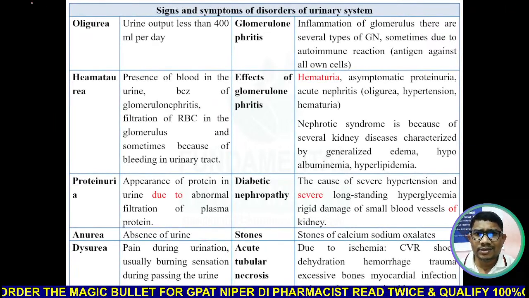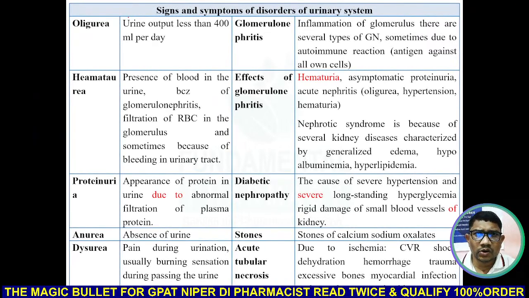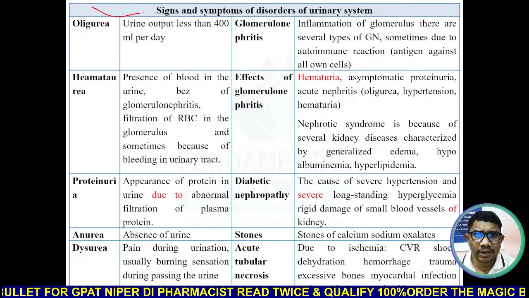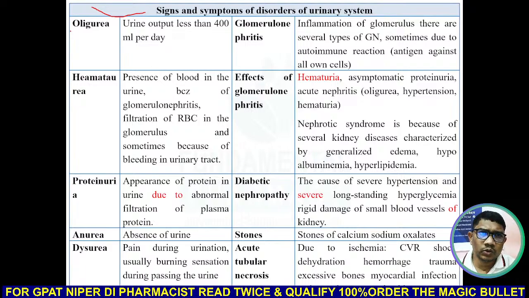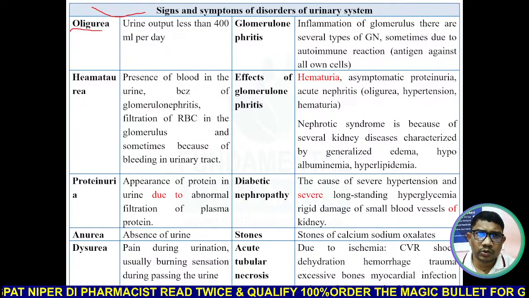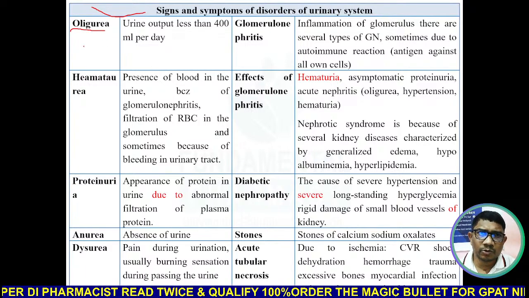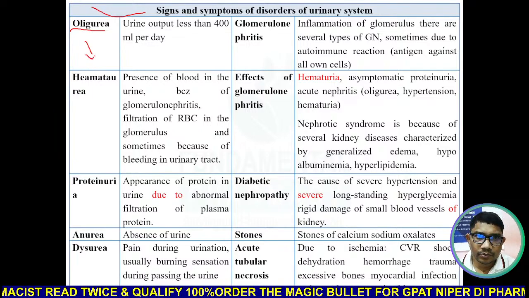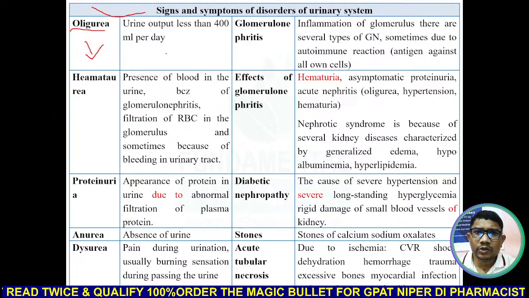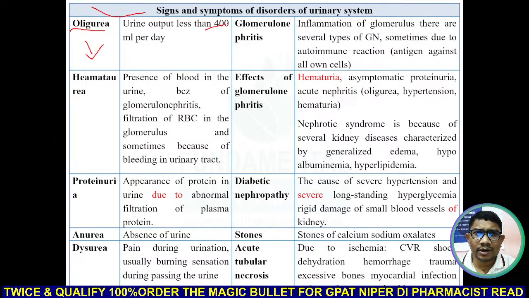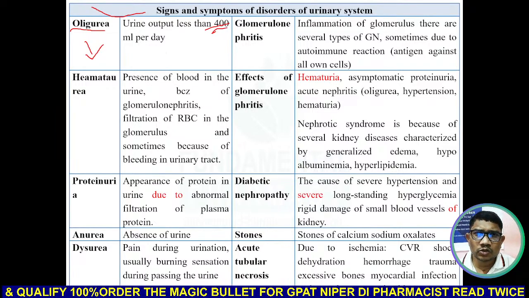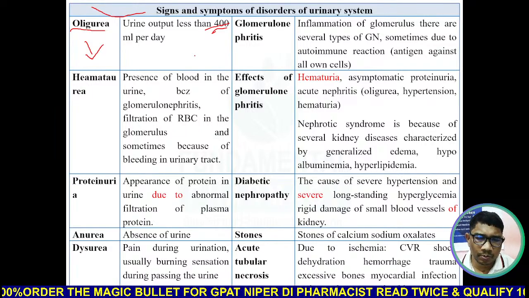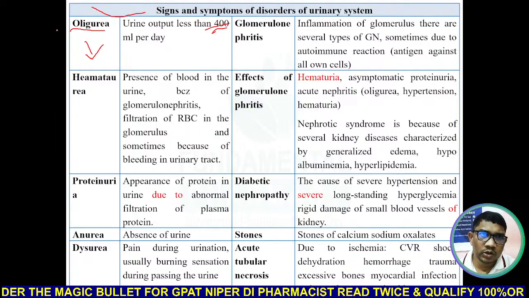Now signs and symptoms of disorders of the urinary system. Oliguria. What does oliguria mean? Oligo means less, meaning decrease. So when urine output is less than 400 ml per day, if you make and pass less than 400 ml of urine, it is called oliguria.